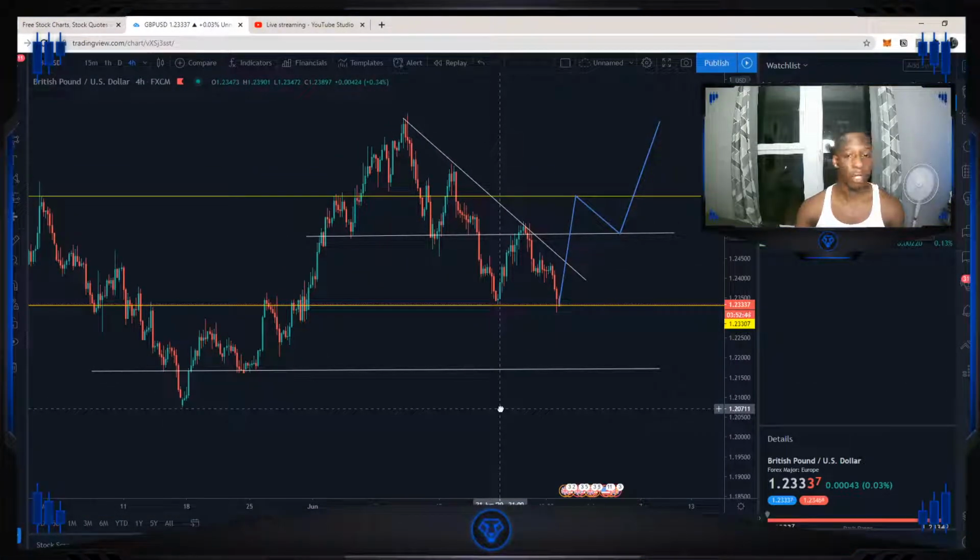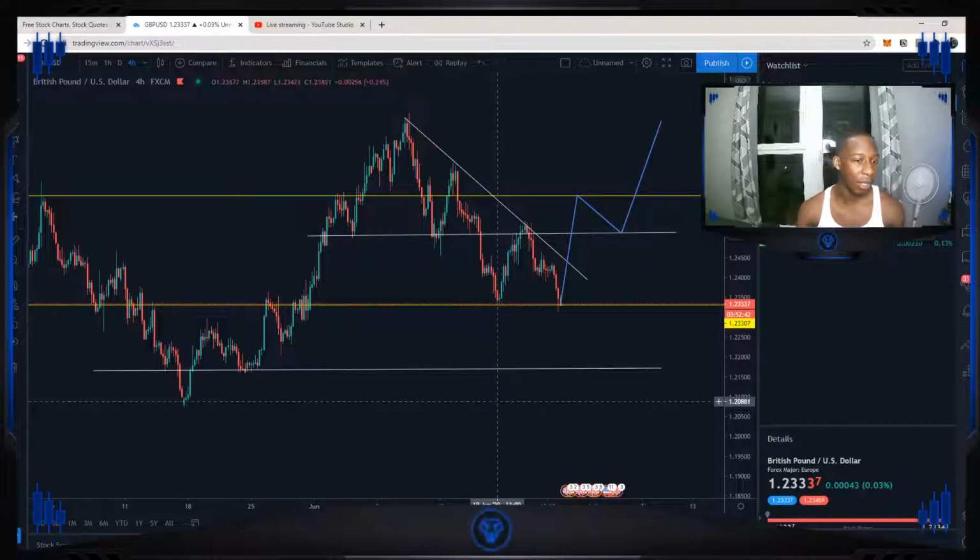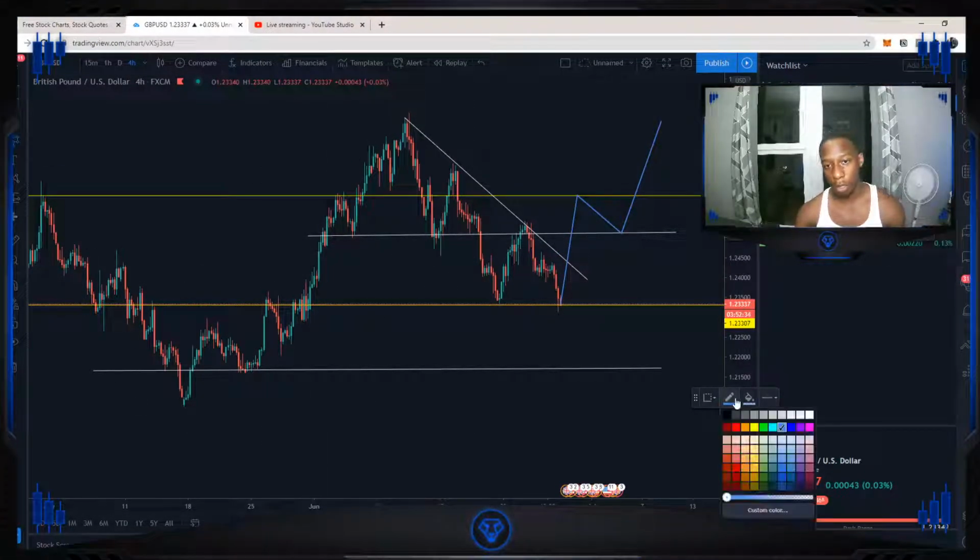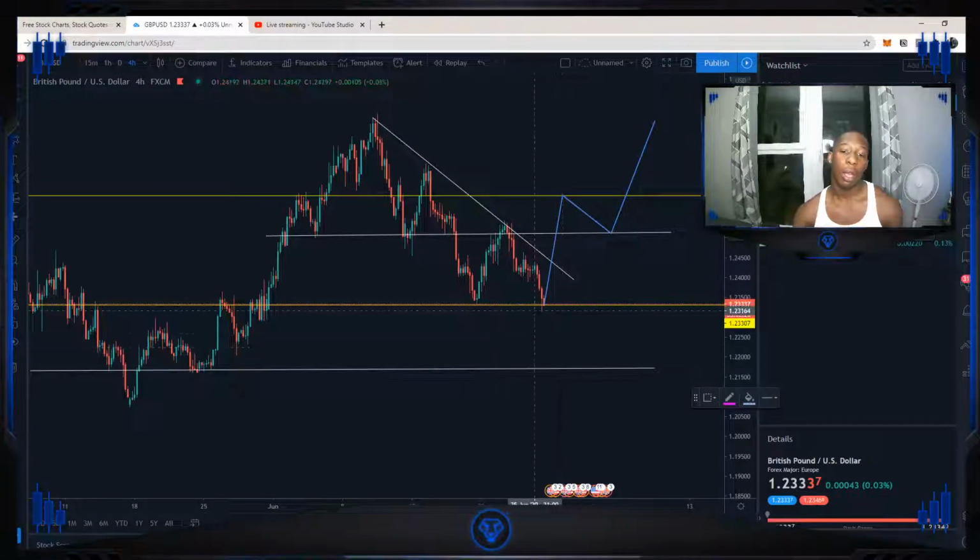I'm about to go over GU shorts because it seems like it's continuing to the downside. So if that doesn't happen, and let's do, I'm gonna do my line. What should I do? Pink. Alright, cool. So if it breaks the structural level, it doesn't matter how far it goes back down.